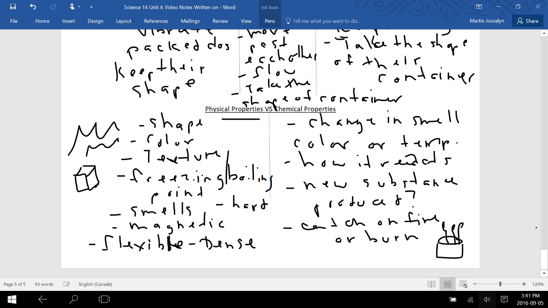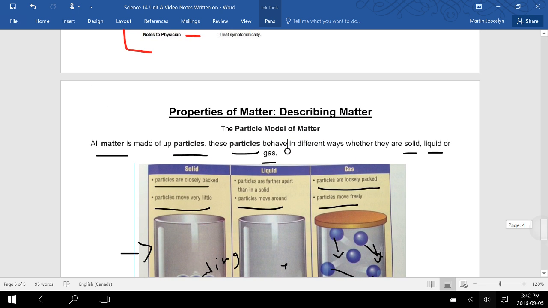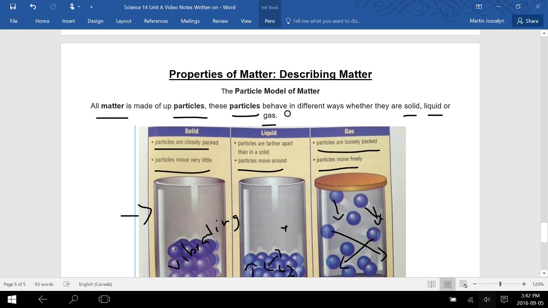So we talked about physical and chemical properties, and we also talked about the particle model of matter. So that's the end of part 2, properties of matter, describing matter.